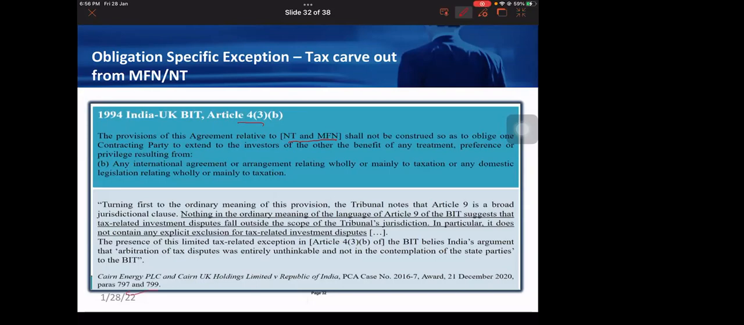797, 799: Nothing in the ordinary meaning of the language of Article 9 of the BIT suggests that tax-related disputes fall outside the scope of tribunal jurisdiction. In particular, it does not contain any explicit exclusion for tax-related investment disputes. So this is the problem India faced, because Vodafone and Cairn both invoked fair and equitable treatment violation as one of the claims.